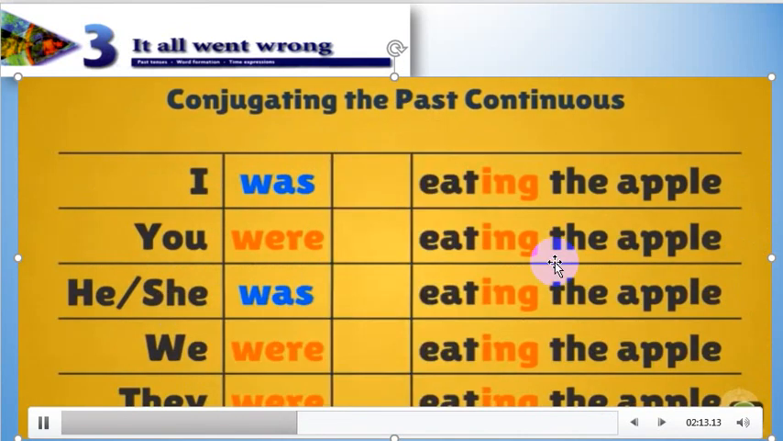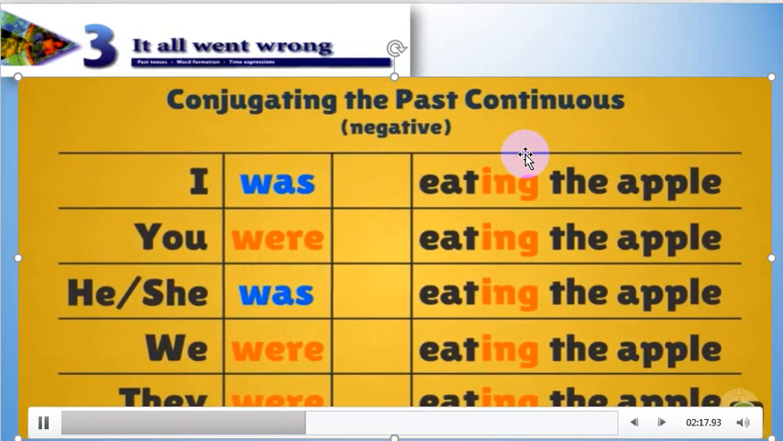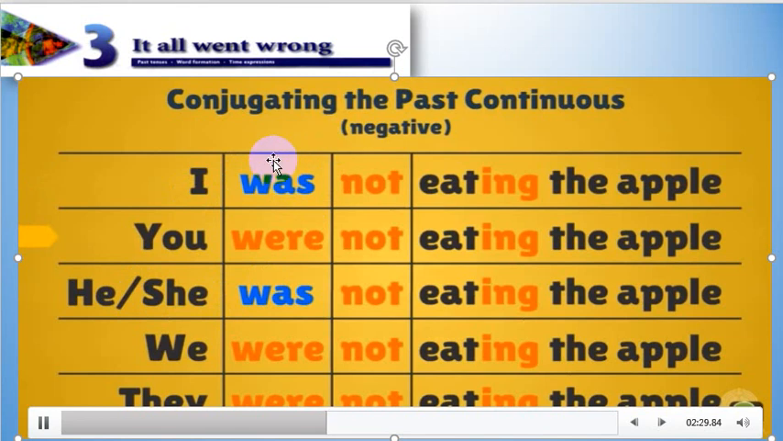Conjugating the past continuous. Negative. I was not eating the apple. With I, he, she, use was. You were not eating the apple. With you, we, they, use were. He was not eating the apple. She was not eating the apple. We were not eating the apple. They were not eating the apple.